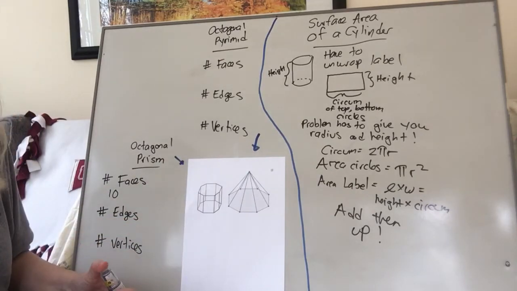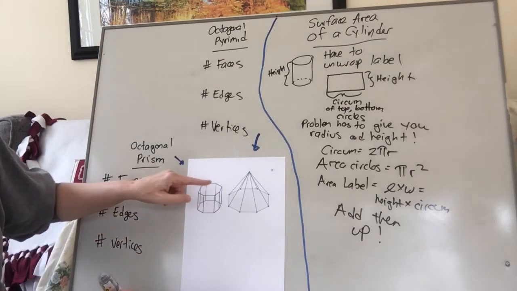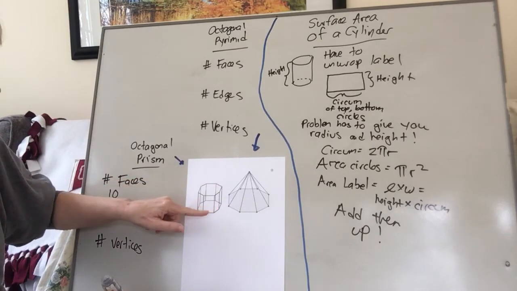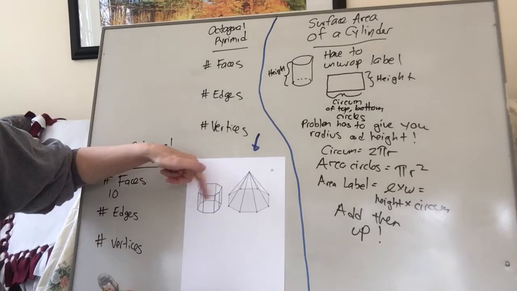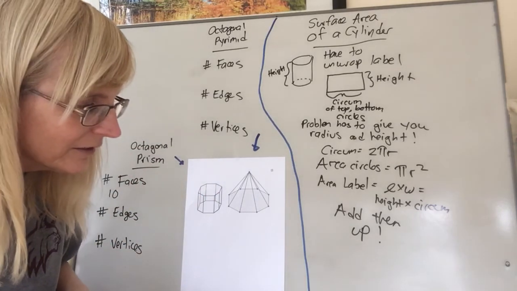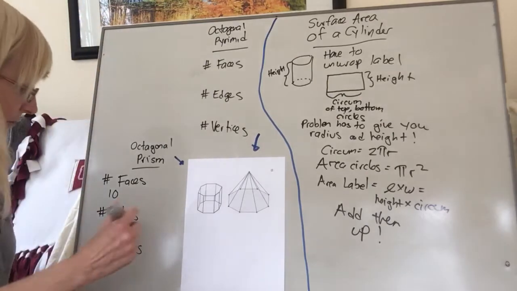How about edges, you guys? How many edges are there? So let's see. You have 8 edges along the top. You have 8 edges along the bottom. And then you have 8 edges around the sides. So 8 plus 8 plus 8. What does that give you? I think that gives you 24.